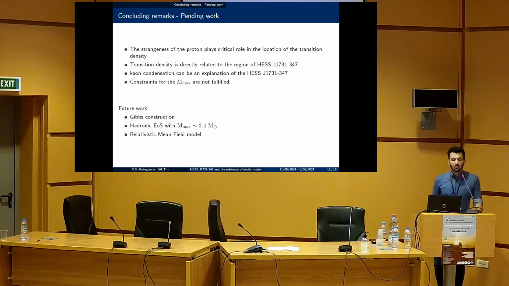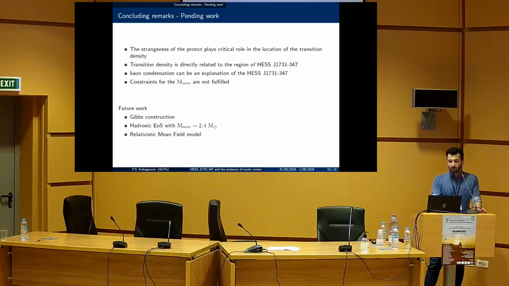So reaching the conclusions, we saw that the strangeness of the proton plays a critical role in the location of the transition density, meaning that with increasing values of the strangeness, we have lower values of the transition density. The transition density is related to the boundaries of the HESS remnant, where for lower values of transition densities, we have more branches of the equation of state inside the boundaries from HESS. So a kaon condensation can be a possible explanation, but as we already said, the maximum mass constraints are not yet fulfilled.